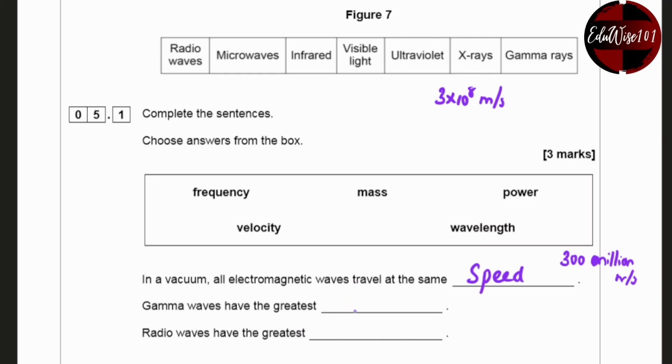Gamma has the greatest frequency, right? So gamma, the waves are very close to each other, whereas radio waves, let me draw, like that, radio waves are far more spread apart, like a wave. Radio wave has the greatest wavelength.